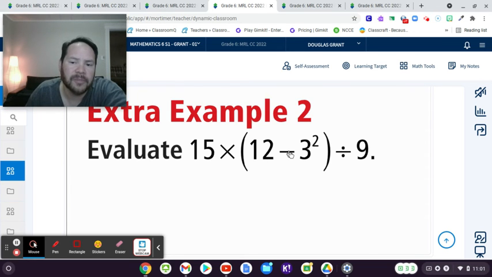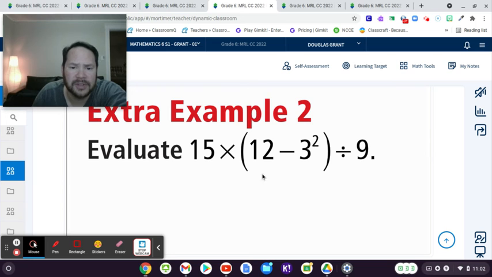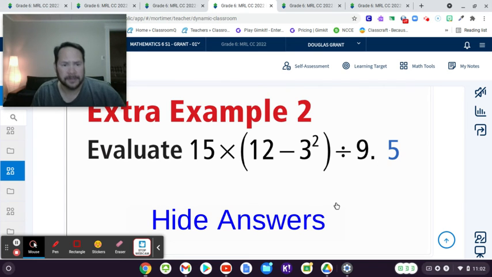So now we have 12 minus 9, which is 3. So you can rewrite this thing, and I would highly encourage it. Rewrite it so you have 15 times 3 divided by 9. Okay, so now that we have 15 times 3 divided by 9, what's our next step? All right, this was a little tricky because multiplication and division are done at the same time, and you do them from left to right. So you do them in order as you see them. So you'd have to do the 15 times 3 first, which is 45, and then you do 45 divided by 9, and you end up getting an answer of 5.